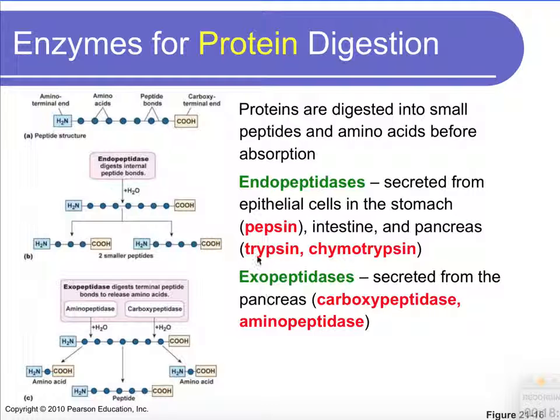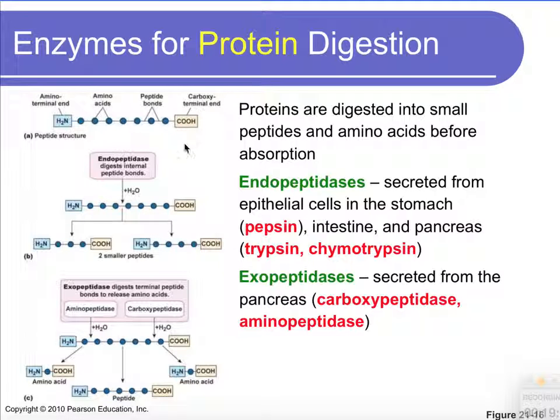Exopeptidases, think of exit or outside. They're secreted by the pancreas. The pancreas, remember, is a pretty important accessory organ of the GI tract, so it releases a lot of digestive juices. They will release carboxypeptidase and aminopeptidase. The exopeptidases break peptide bonds at the ends of our amino acid chain, and remember, our amino acid chain has an amino terminal and a carboxy terminal.